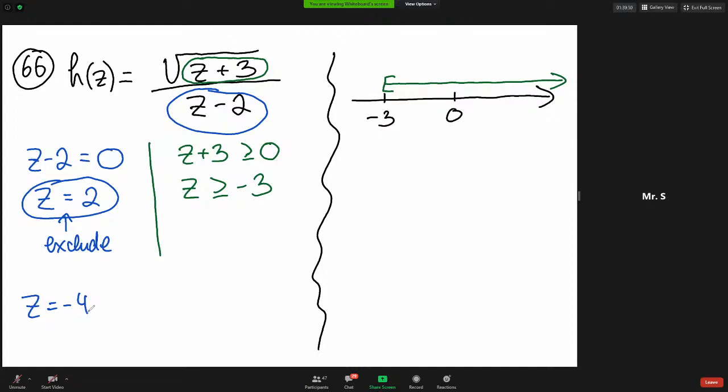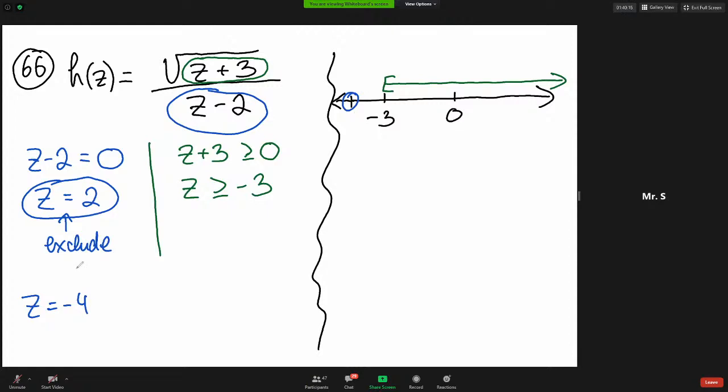Then I would not need to change anything. I would already have my domain, because my domain is -3 and everything greater than it. So if I'm saying I have to exclude this value, well, it's not part of my domain to begin with. So I wouldn't have to do anything. I would just say my domain is -3 to infinity, or greater than or equal to -3. But that is not the case, right?